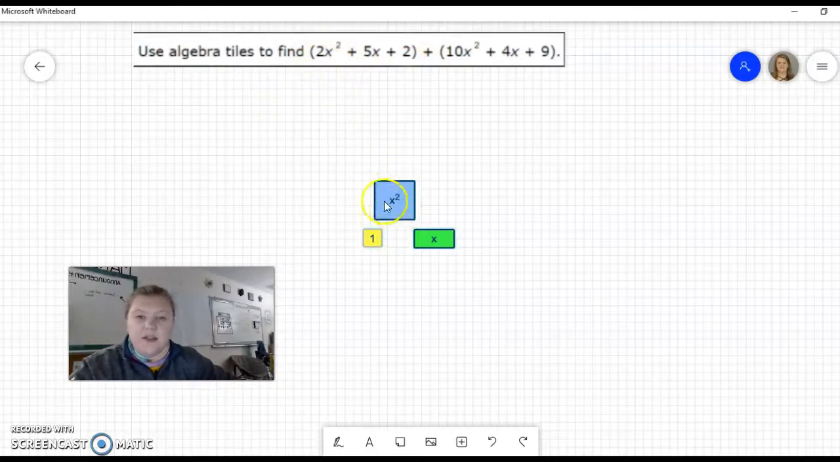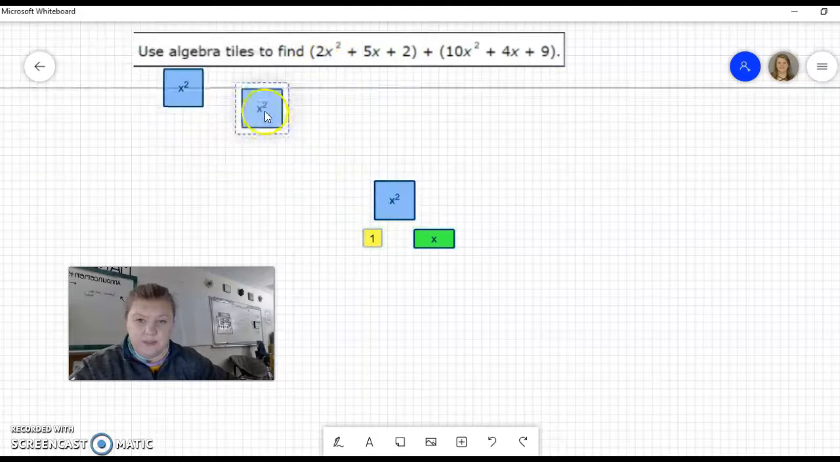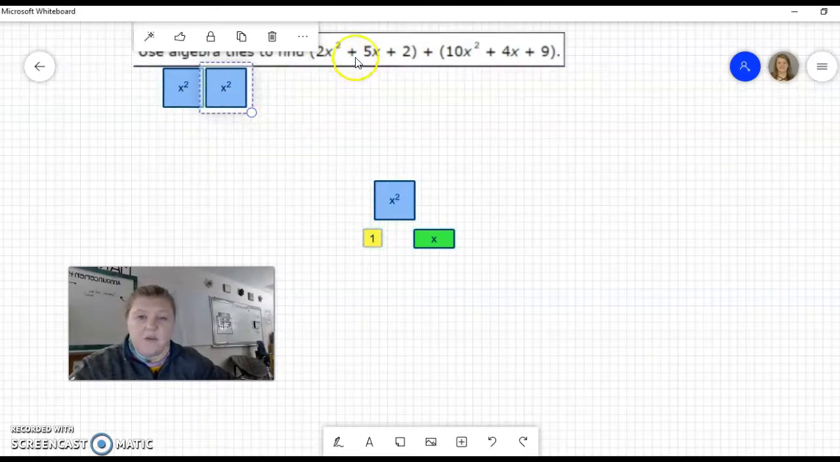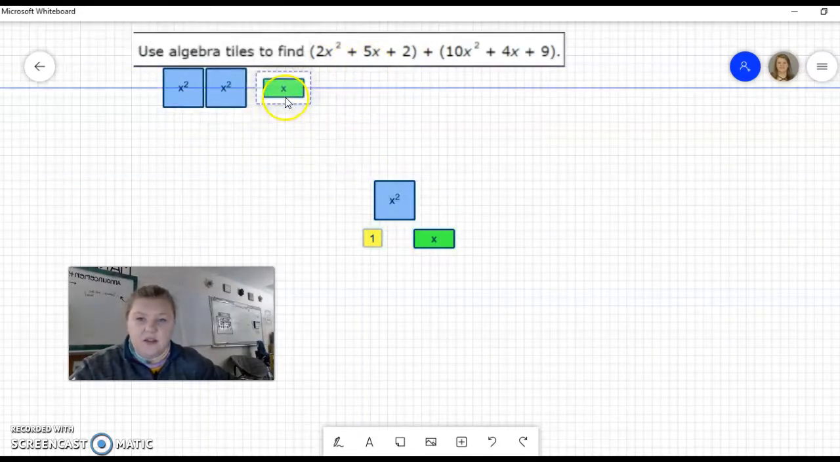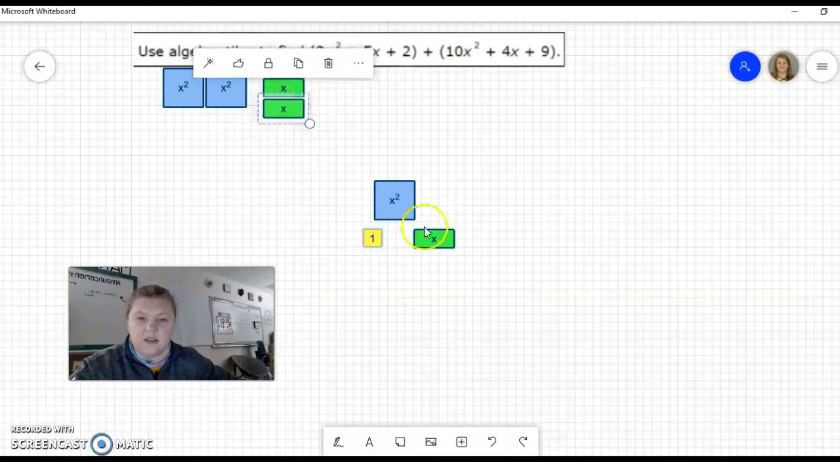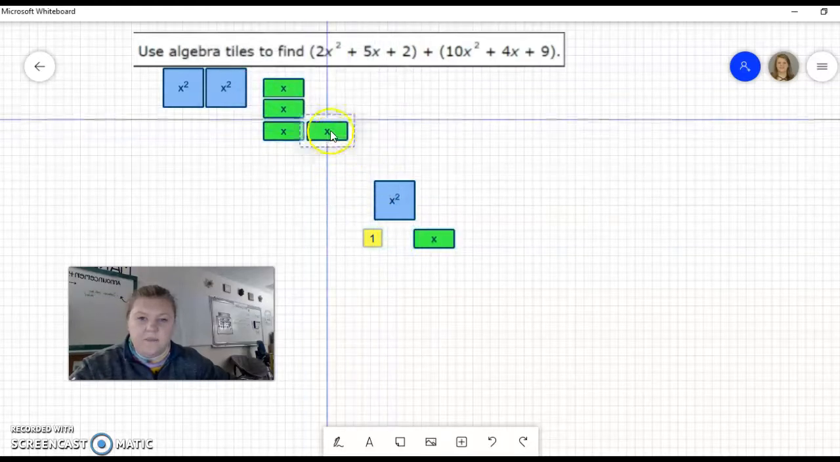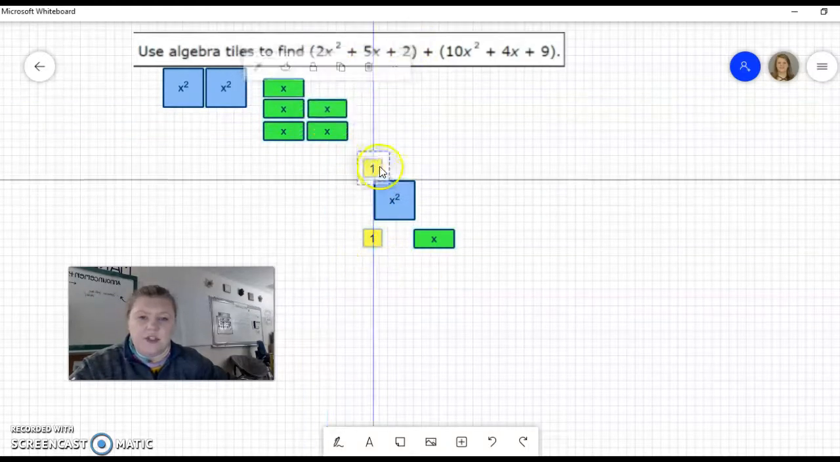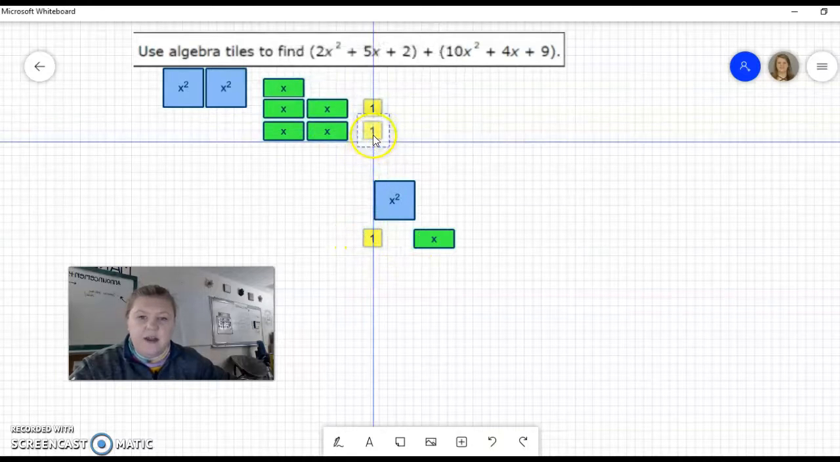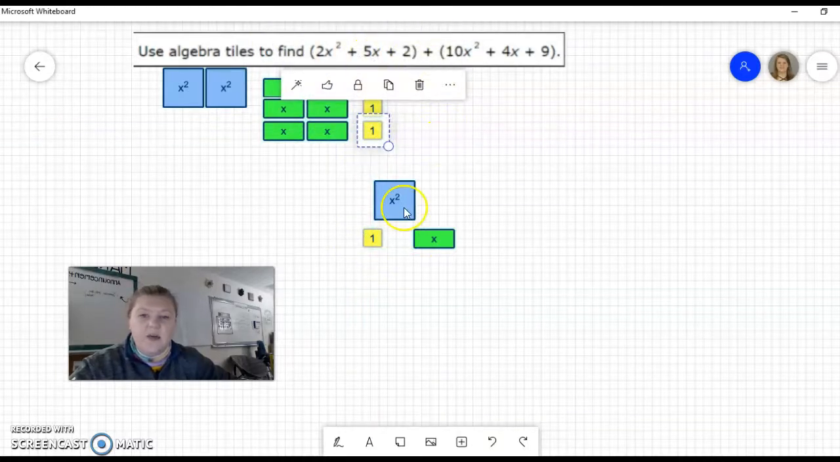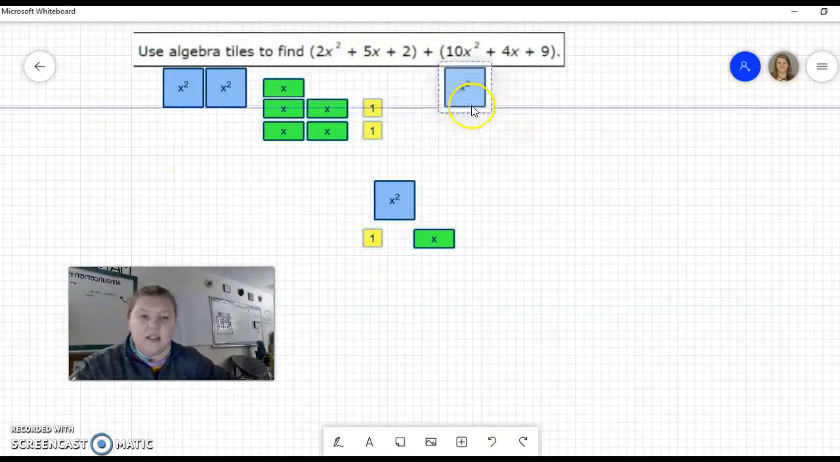So here I have 2x squared, so I have 2 of these, okay, plus 5x, so 5 of these. Okay, plus 2. So that right there is the first part, and then I'm going to go ahead and model out the second part.